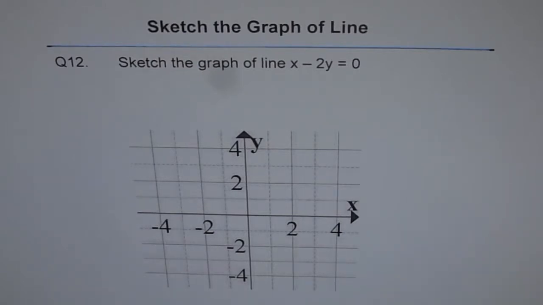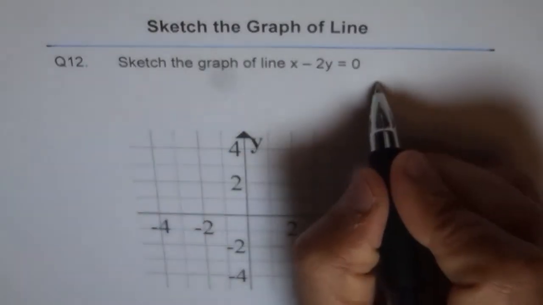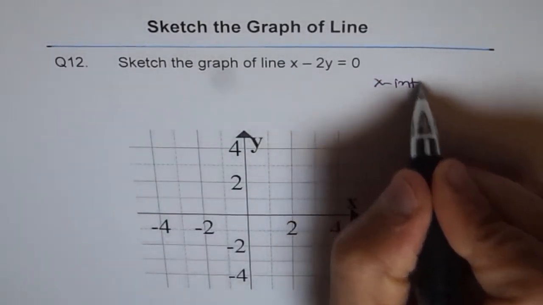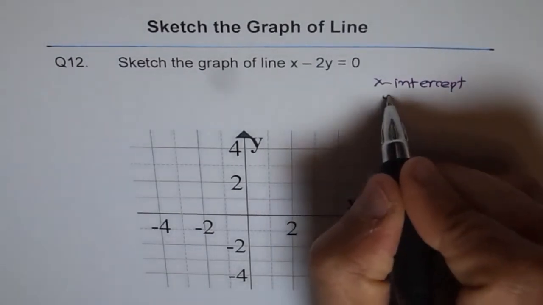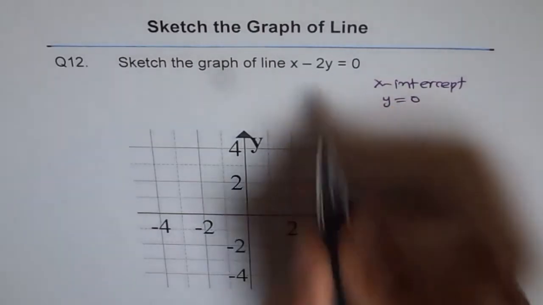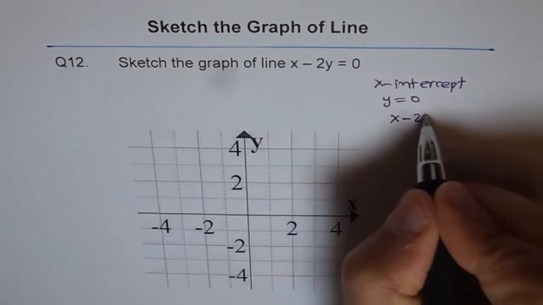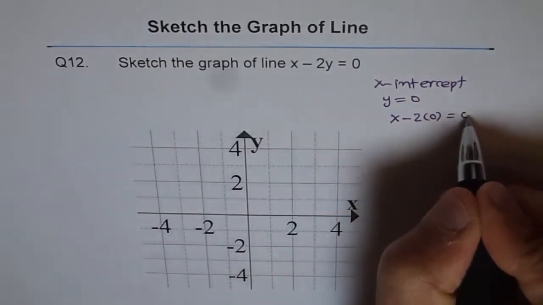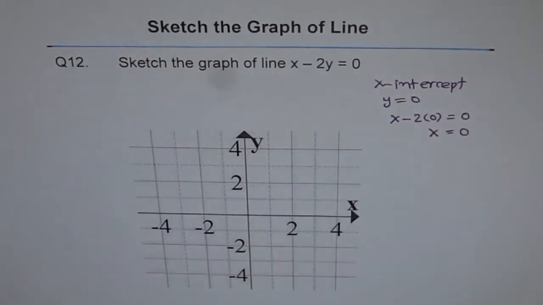And now you know what is x-intercept. X-intercept is a point where y is 0, correct? So let's find what is x-intercept for this. So we say x-intercept is a point where y equals to 0. So we'll plug in y equals 0 here and find the value of x. So we get x minus 2 times 0 equals to 0. So we get x equals to 0. So x-intercept is 0 for us.